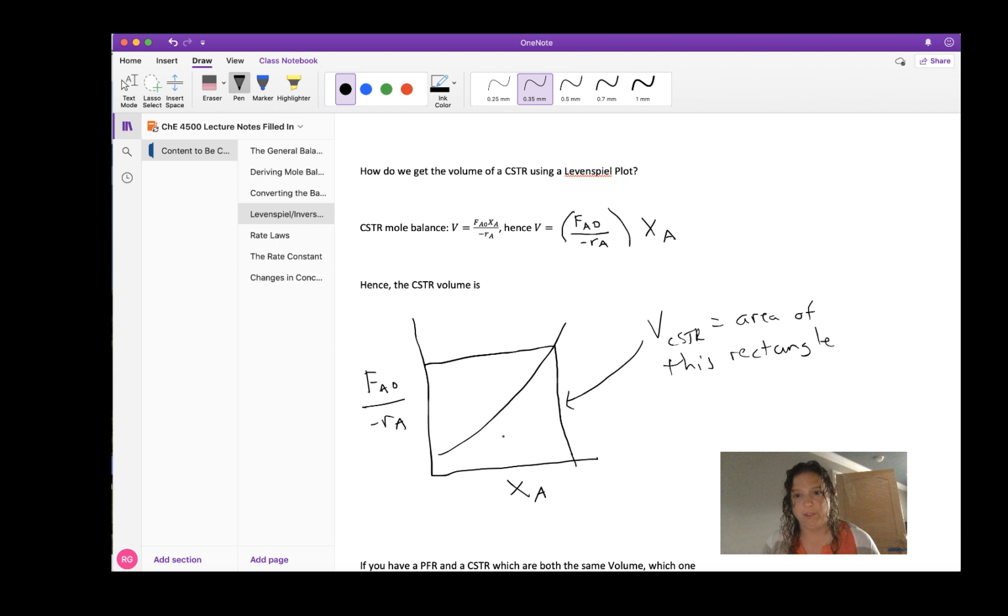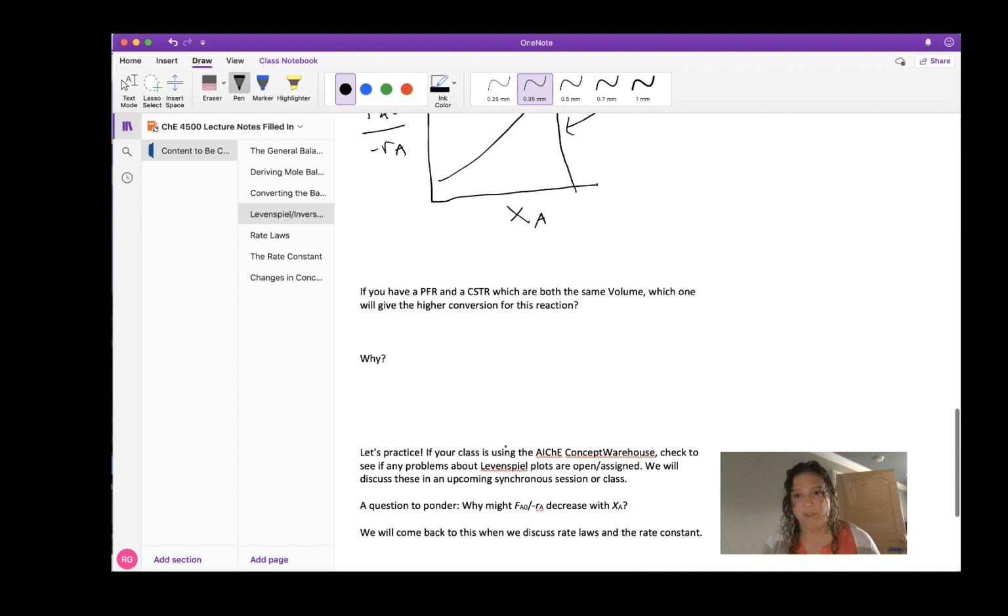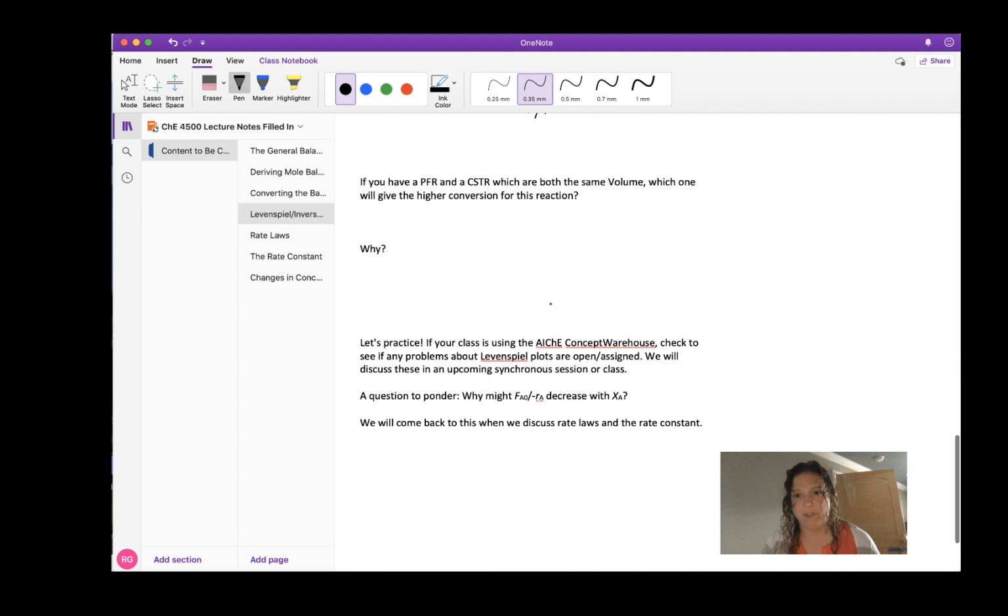And by the way, I've drawn this, and you probably noticed that I'm not the best artist in the world. But the way this is drawn, the PFR volume is almost half of that required by the CSTR to achieve the same conversion. By corollary, if you have a PFR and a CSTR, which are both the same volume, and you have a Levenspiel plot that looks like the ones we've been working with in this video, which one of those will give the higher conversion? So the PFR will give the higher conversion.